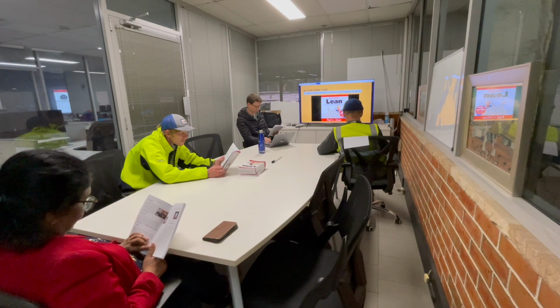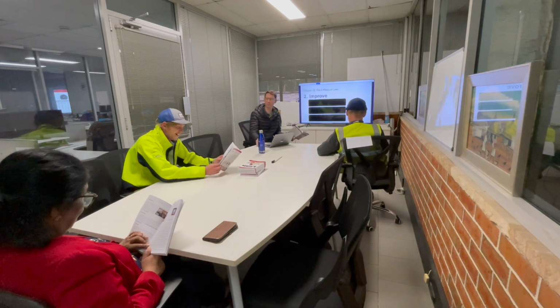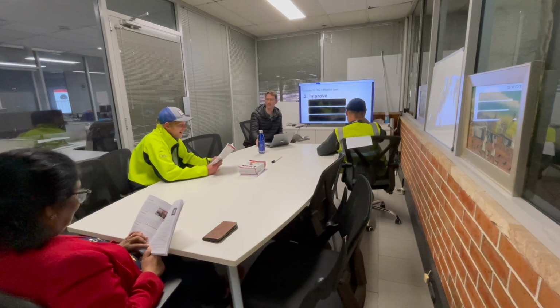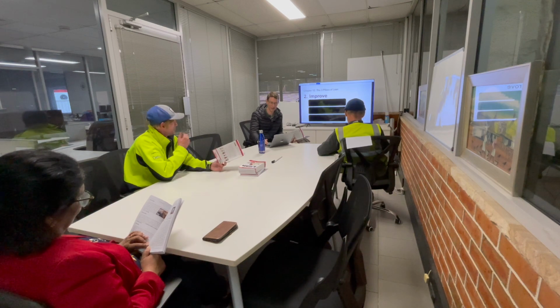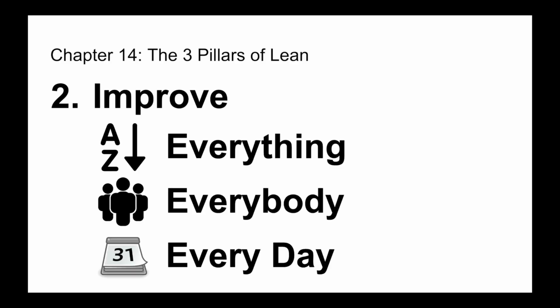And when you do it, you're going to have a continually building body of work to reflect on and improve on in everything you do. So the first pillar of lean was what? See waste. So the second one is continuous improvement. Improve what? Everything. Everything, everybody, every day. That's the goal.